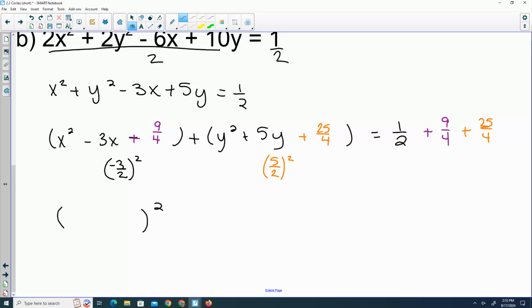So what's the first one factor into? X minus 3/2 squared. The next one is y plus 5/2 squared. Okay, over there, what would that be? This turns out to be 9.